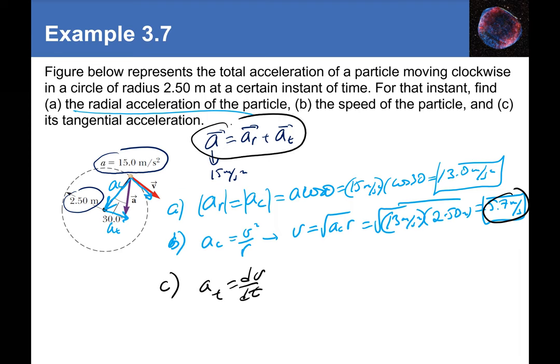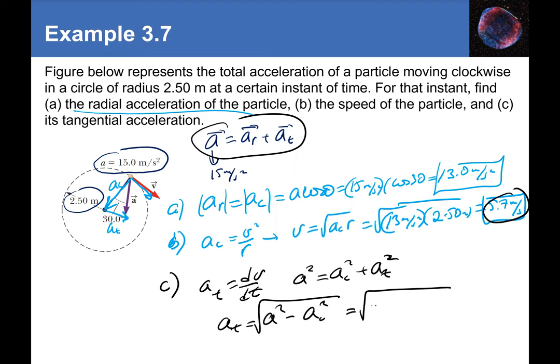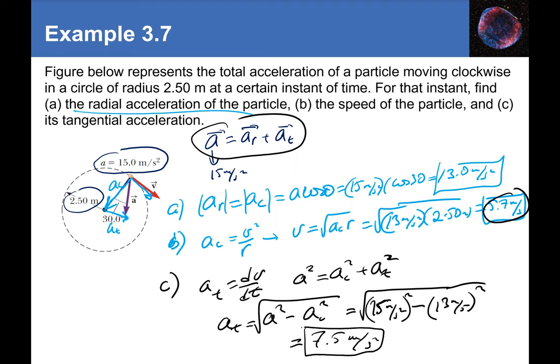Well, use this equation. Because remember, that equation means that acceleration is the hypotenuse of the triangle that it makes with the tangential and centripetal acceleration. It means a squared equals ac squared plus at squared. Then at equals the square root of a squared minus ac squared. And I can solve that because I have a, which is 15 meters per second squared, then squared, minus ac squared, which is calculated 13 meters per second squared, squared. Calculate the tangential acceleration to be 7.5 meters per second squared. There you go, that's the answer for this.